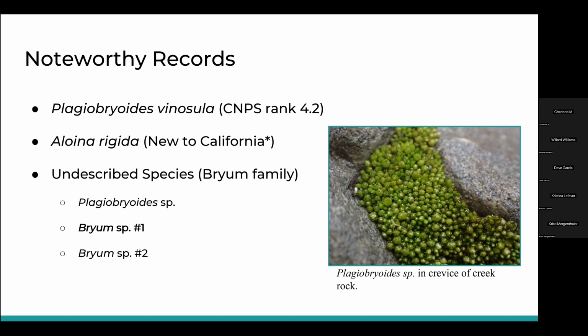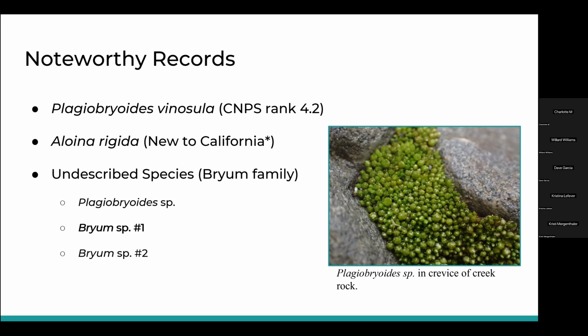Next moss is Aloina rigida. So this moss is technically new to California, although in the past there have been records of this moss, but these have since been annotated as misidentified as another common species, Aloina aloides, which is more common in the state. So this represents the only record within California.